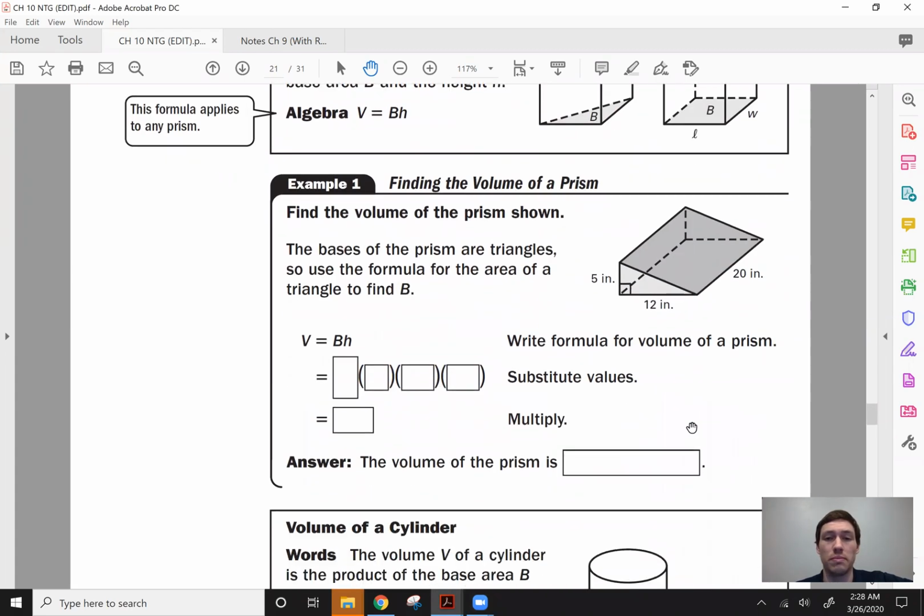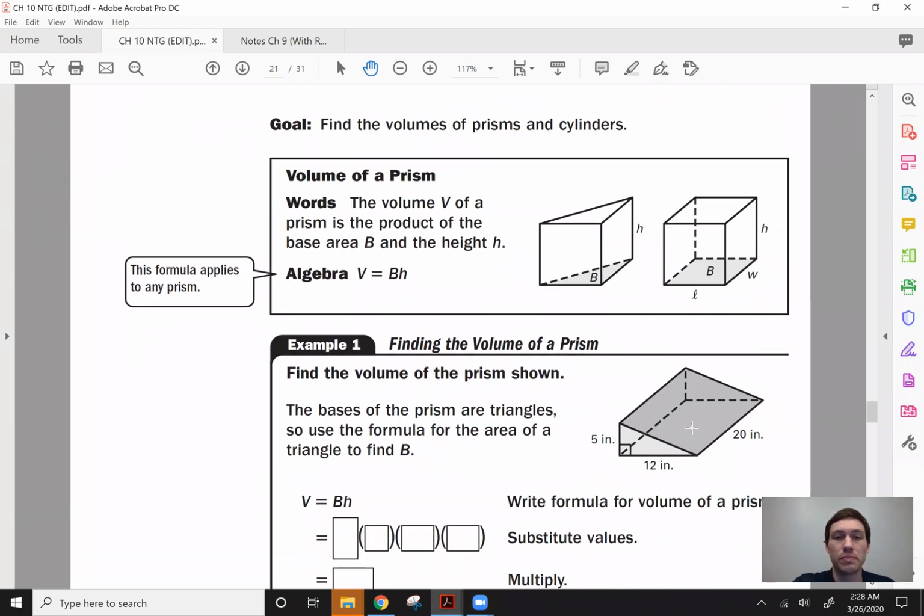So on this one, volume of a prism is the product of the base and the height. And remember, base, that's area of the base. So area of the base times the height. So in other words, in this case, it'd be length times width times height. In this case, with a triangle, it'd be area of the triangle, so 1/2 base times height, times this height. Okay.